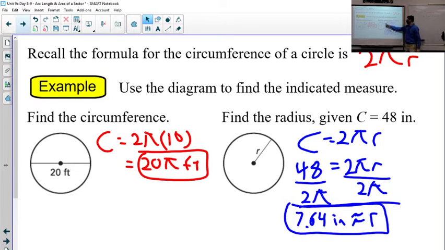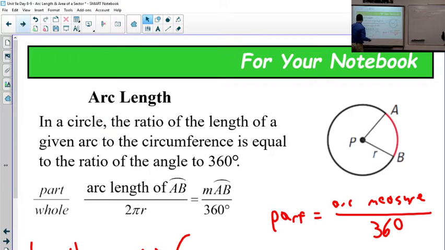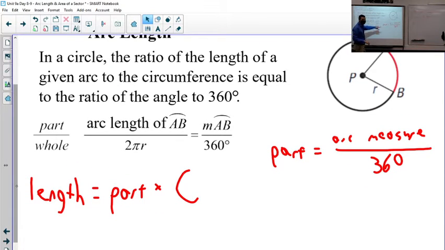Over here, circumference is 2 pi r. This time we're given the circumference. We know the circumference is 48. So we are going to put 48 in for circumference, and solve for our radius by dividing by 2 pi to get rid of the multiplying by 2 pi that's going on. So those two led into our discussion about arc length. Remember that arc length is tied to circumference.